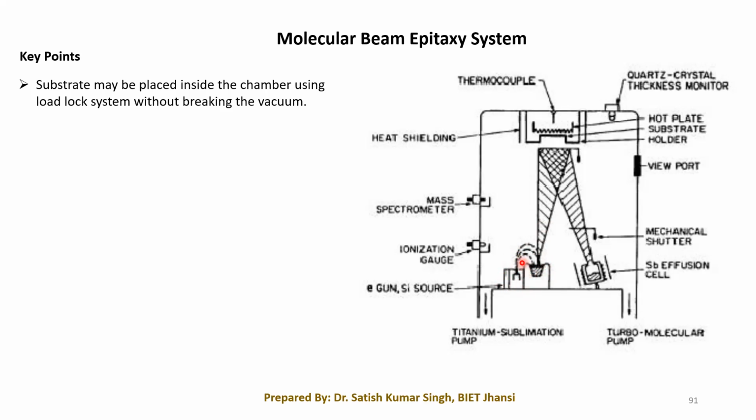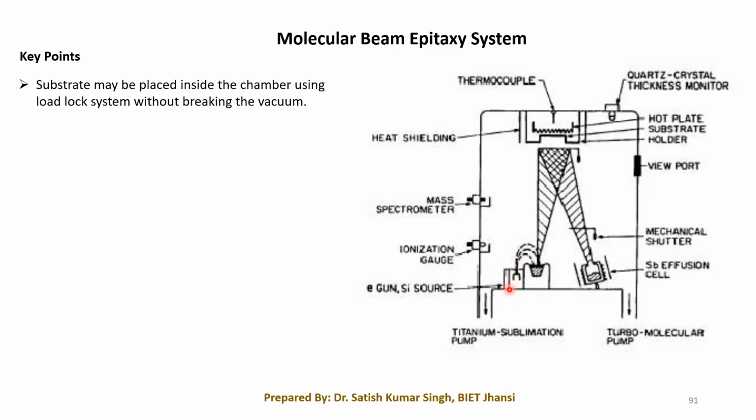It is specifically for deposition of our silicon. If we want to grow the silicon epitaxial layer, then we need to have this electron gun assembly. Otherwise, some other heating mechanism may be preferred if we are growing some other material. But in particular for silicon, we need to have the electron gun source.